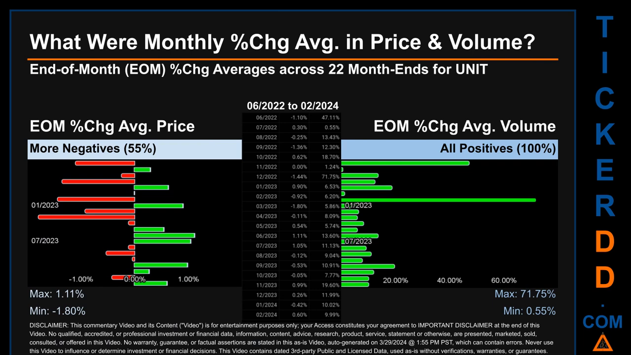Price saw an end-of-month max of 1.11% in average percentage change along with a minimum of -1.80%. For volume, the maximum and the minimum monthly percentage change were respectively 71.75% and 0.55%.